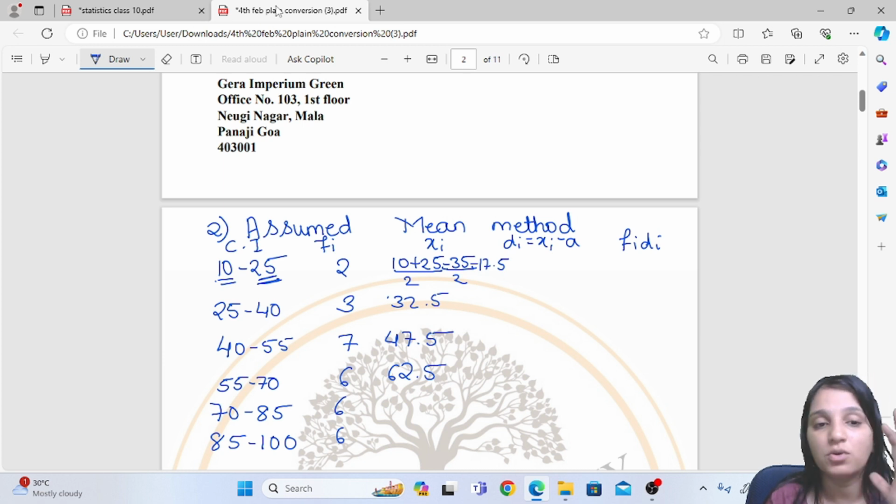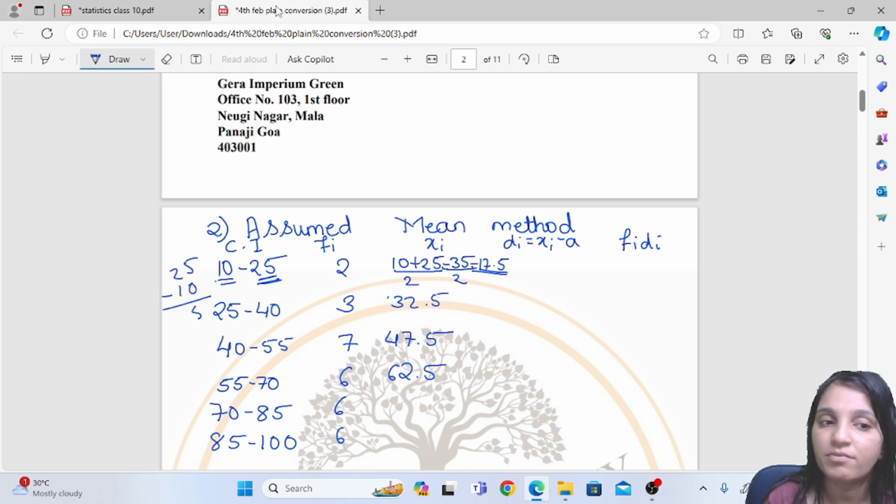Now, you do not always need to calculate this by upper limit plus lower limit upon 2. See, there is 17.5 here, and there is the class size. 25 minus 10 is 15, no? So just add 15 here. So 15 plus 17.5 we'll have to do, and that is 32.5. Same thing again, you add 15 and you'll get 47.5. Rather than calculating each, this one is easy, right?